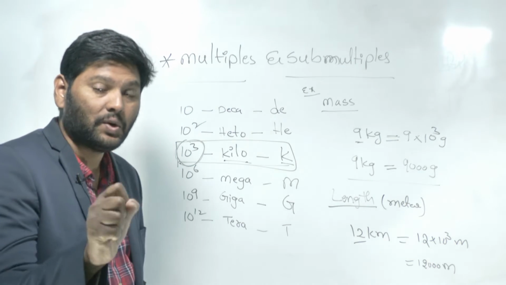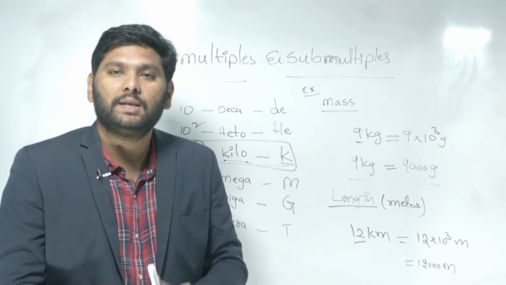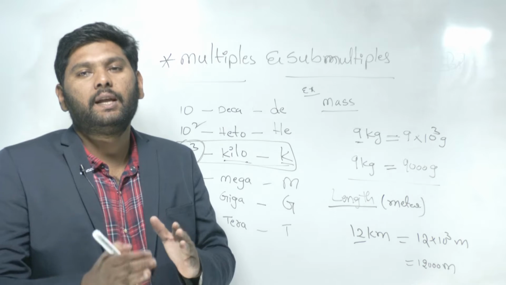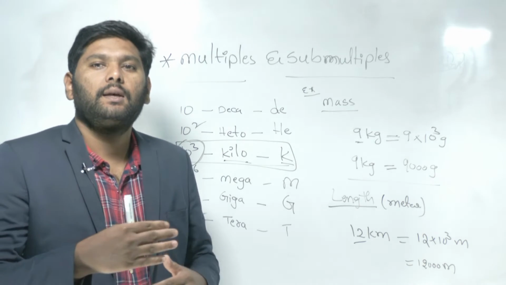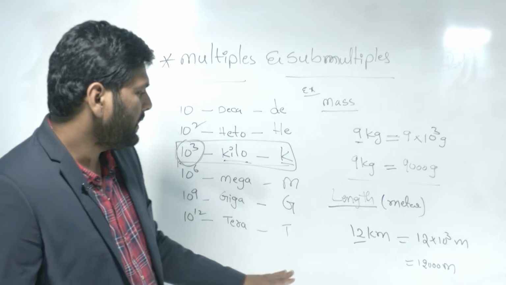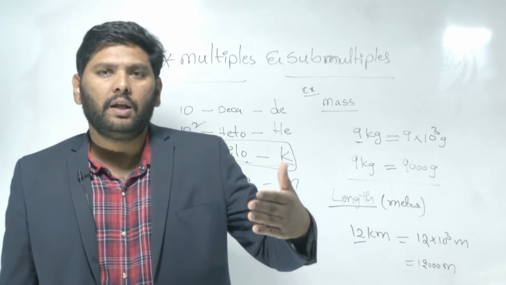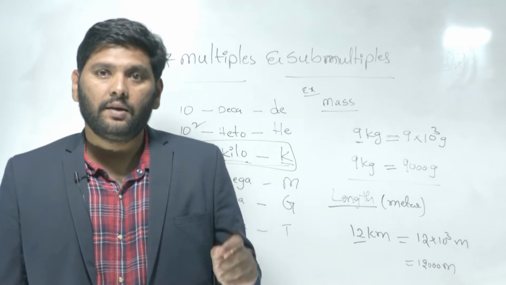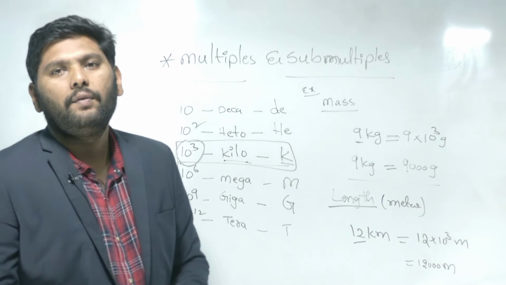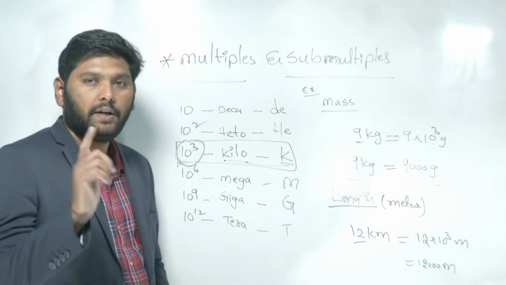So finally, what is the conclusion? The multiples help you pronounce in an easy way. A bigger value we can express in a short way, and these multiples help you. Got my point? To express 12,000 meters every time is very difficult, isn't it? Instead, we can simply say 12 kilometers. In a simple manner, we can express the physical quantity with the help of these multiples. Got it, students?